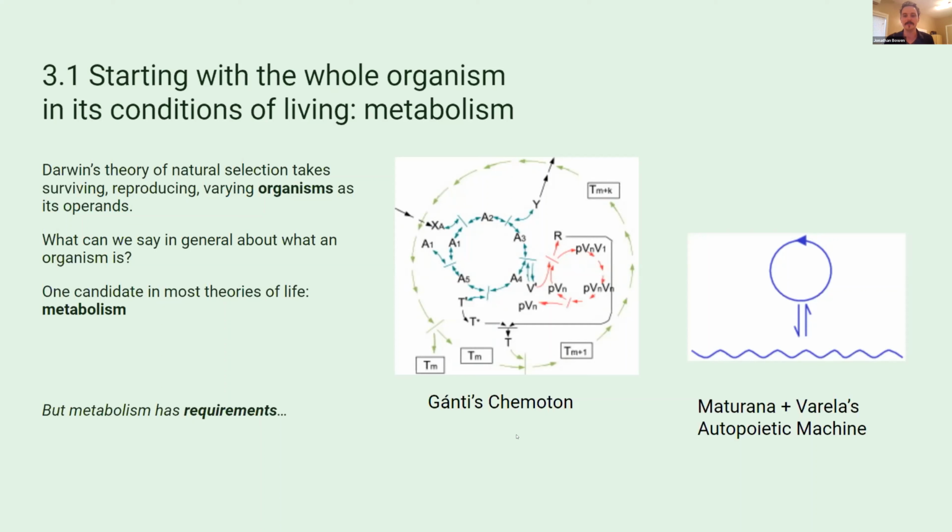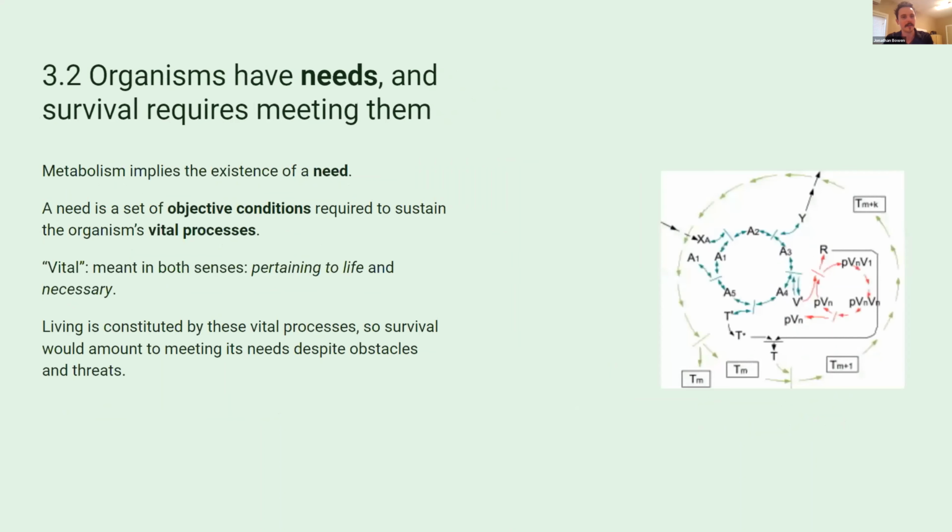So here are just two common ideas about minimal models of life. Here's Ganti's chemoton. So you see this circle here, that's the metabolic process. And here is a very simple diagram of an autopoietic machine, which is basically continuously creating itself. And that too involves a kind of metabolism. But if you look at both of these diagrams, you see that they have requirements. They have these arrows going in.